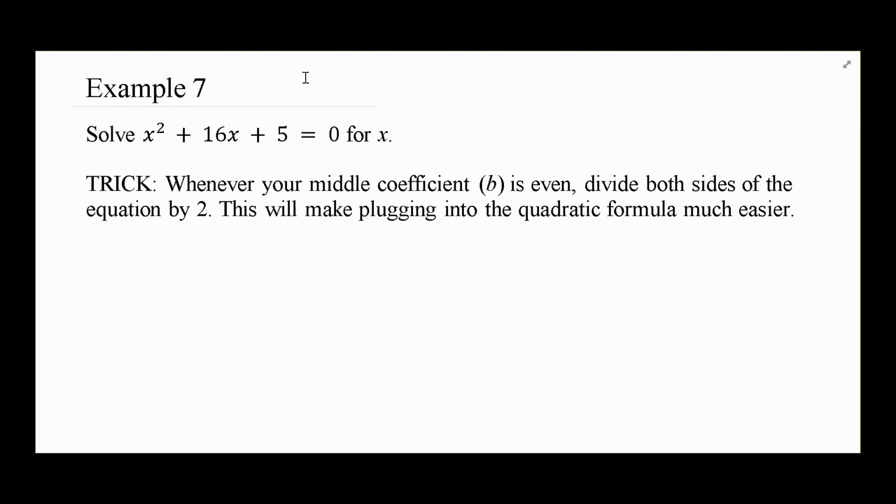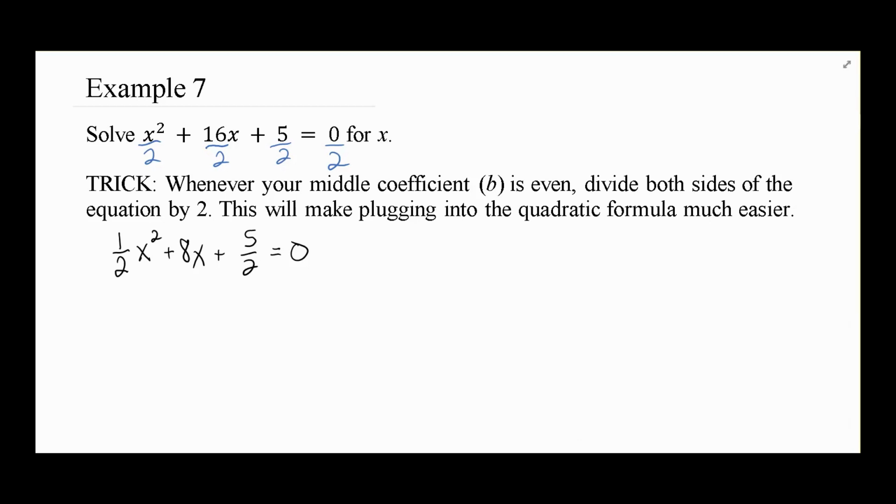So here's our example. x squared plus 16x plus 5 equals 0. I want you to notice that our middle coefficient is even. 16 is even. So this tells me that we're allowed to divide both sides of the equation by 2. That's what the trick tells us. So that turns our equation into 1/2 x squared plus 8x plus 5/2 equals 0. Now again, this looks ugly now, but it's really not bad.